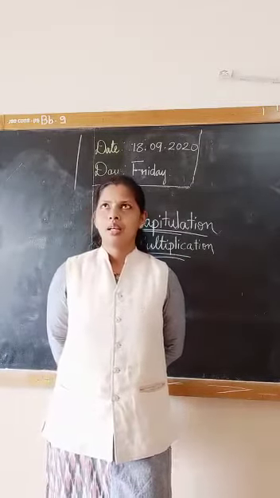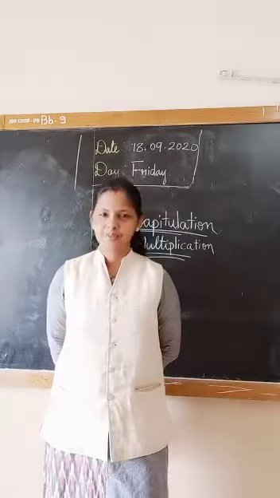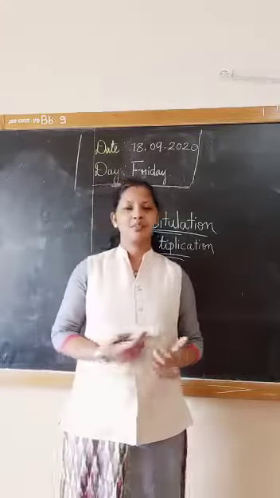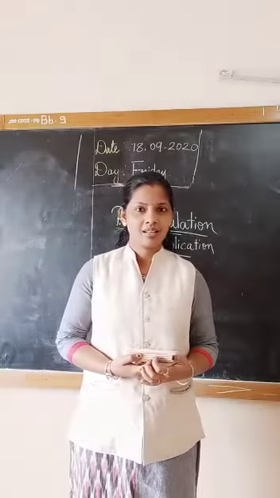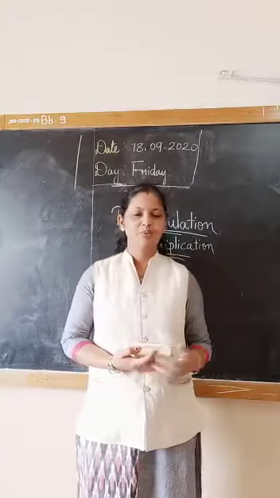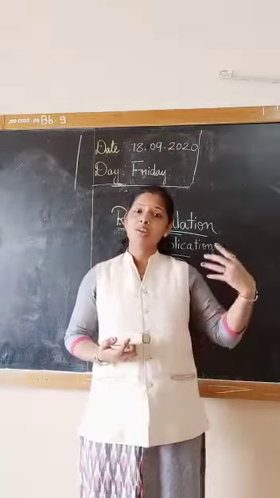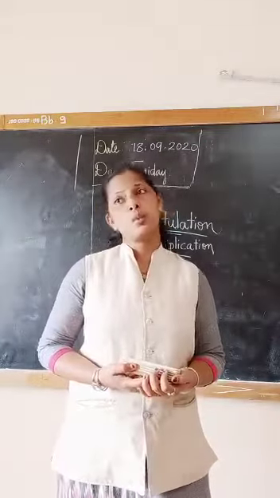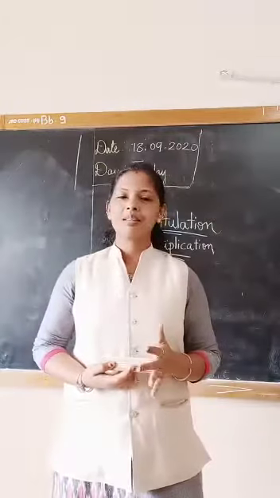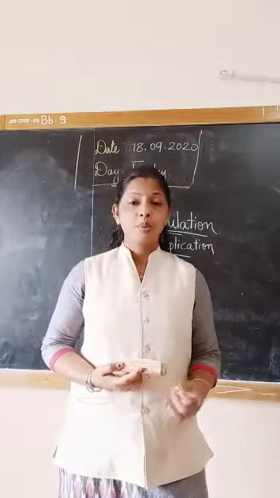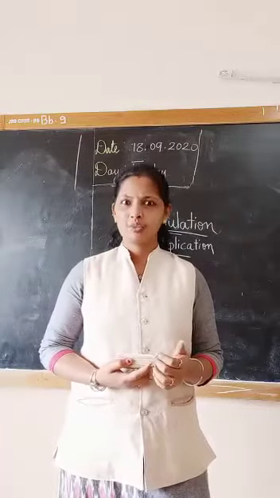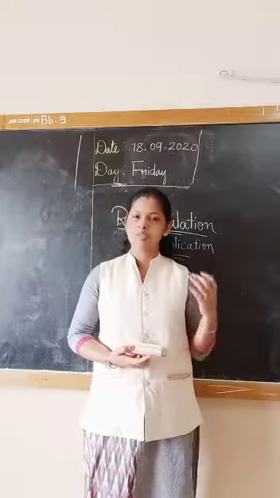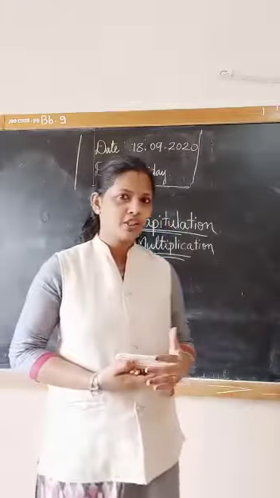8 fours are? 32. Very good. 7 sevens are? 49. Good. 6 nines are? 54. In this way you should be perfect. If I ask you 6 nines, you should not sit and say 6 ones are 6, 6 twos are 12, 6 threes are 18. Then it's a waste of time. So you should be perfect like this. Now 6 fours are? Yes, 24. So please practice the tables, which really helps you in the multiplication and division chapters.